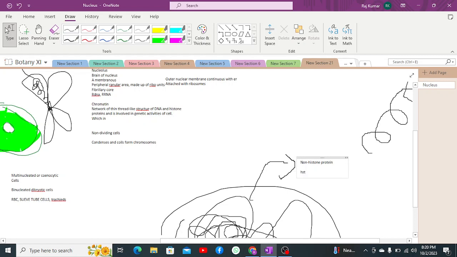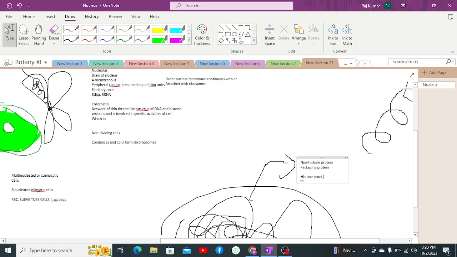Secondly, there is a presence of histone protein inside it. Mostly for doing the packaging of DNA, the histone protein and non-histone protein are present inside it. That is why non-histone protein is also known as the packaging protein.